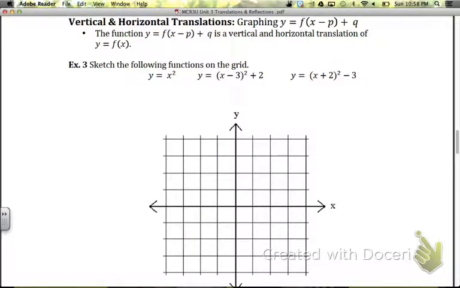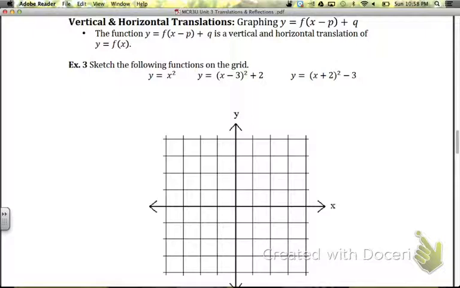So now let's put that all together. Let's look at our vertical and horizontal translations. This is when we're graphing y equals f(x minus p) plus q. The function f(x minus p) plus q is a vertical and horizontal translation of y equals f(x).